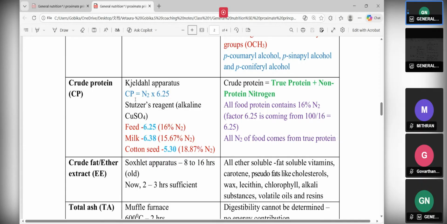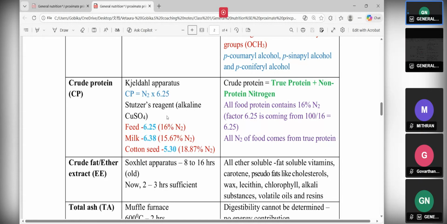So for estimation of crude protein, we have a factor for feed, that is 6.25. For arriving at 6.25, they are considering that all food protein or feed protein contains 16% nitrogen. So from that 16% nitrogen, they derive 100 by 16, which comes to 6.25. So after estimating nitrogen, it is multiplied by the factor 6.25. We get the crude protein content of that sample, mostly feed.